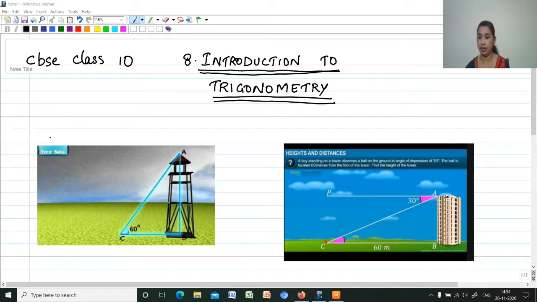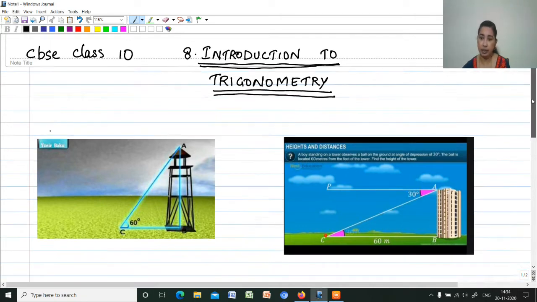In the same way here, a boy standing on the top of this tower observes a ball on the ground and he is looking at an angle of depression. He is looking down from the top of the building to the ground. So for all these we can see that we are considering a right angle triangle.